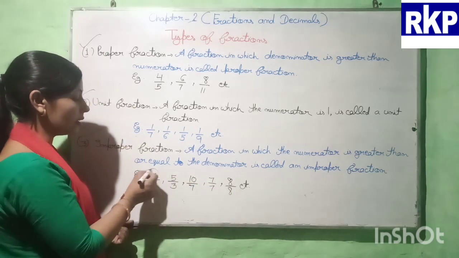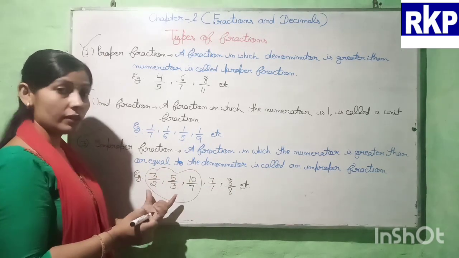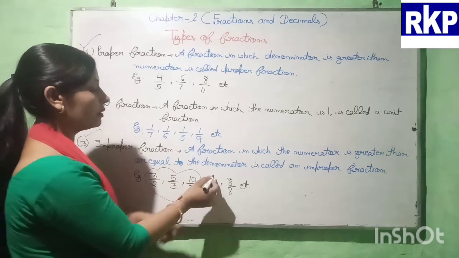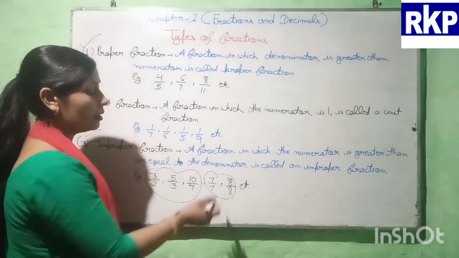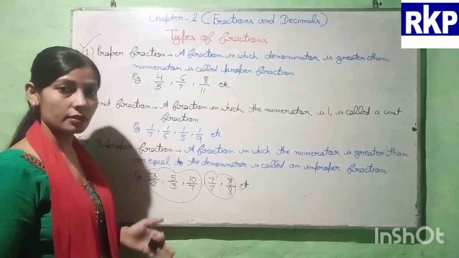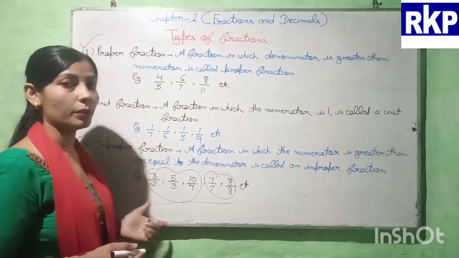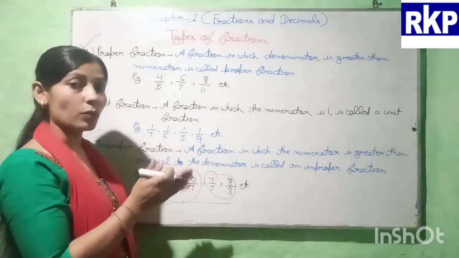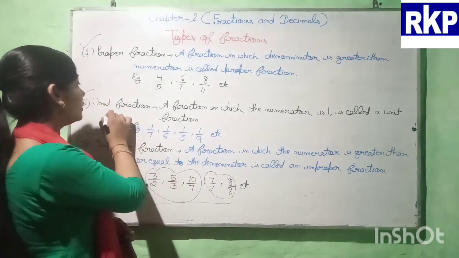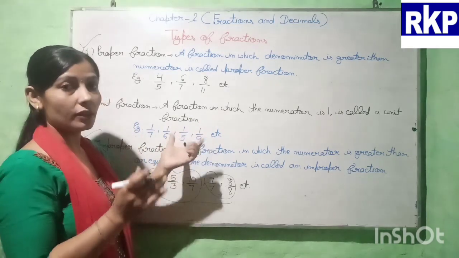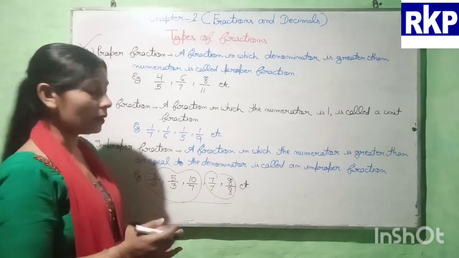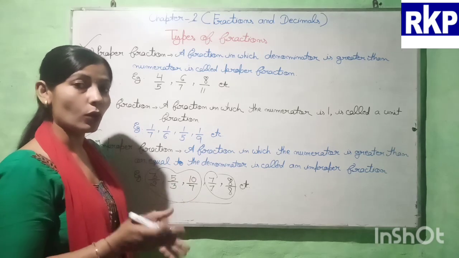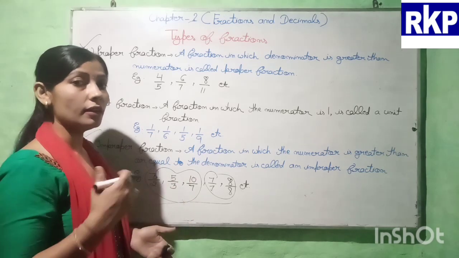Here you can see these all have a greater numerator, and here you can see both are the same. Numerator and denominator are both the same. So these all are improper fractions. In a proper fraction, the numerator should be smaller than the denominator, and in a unit fraction, the numerator should be 1. And in an improper fraction, the numerator will be greater than or equal to the denominator.